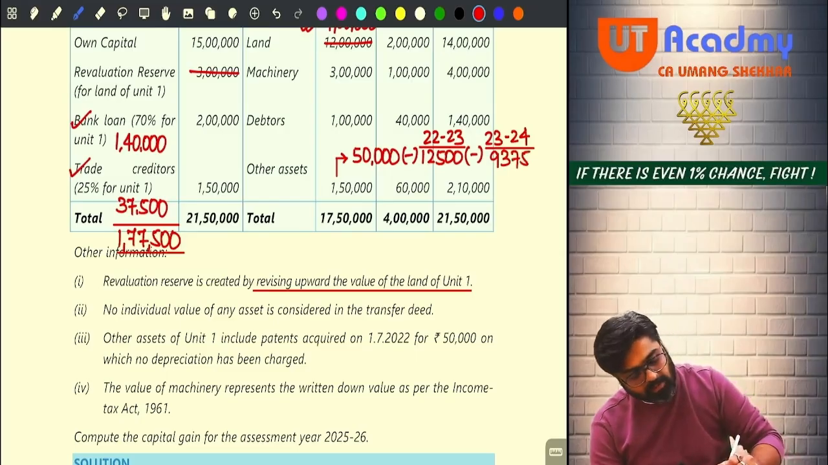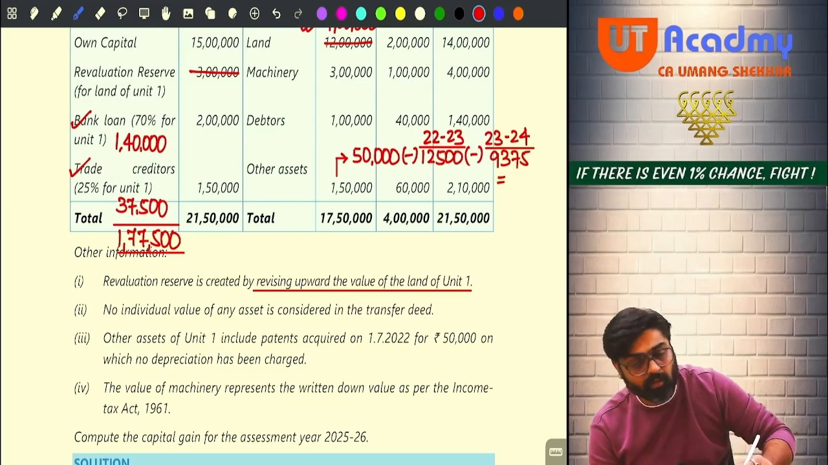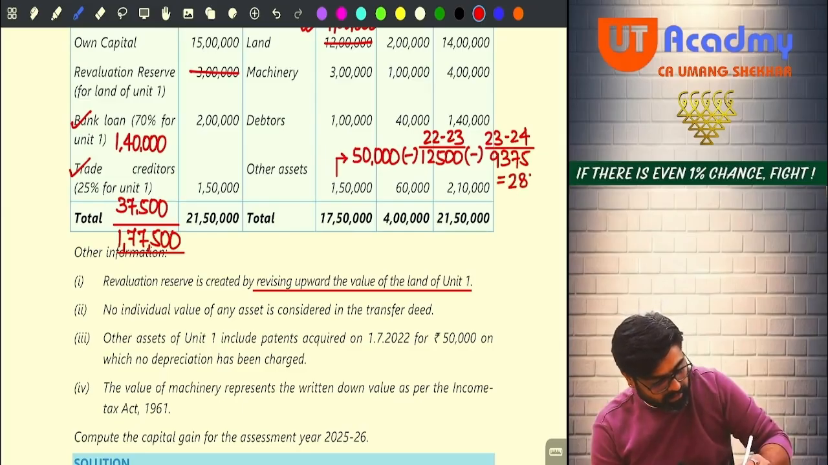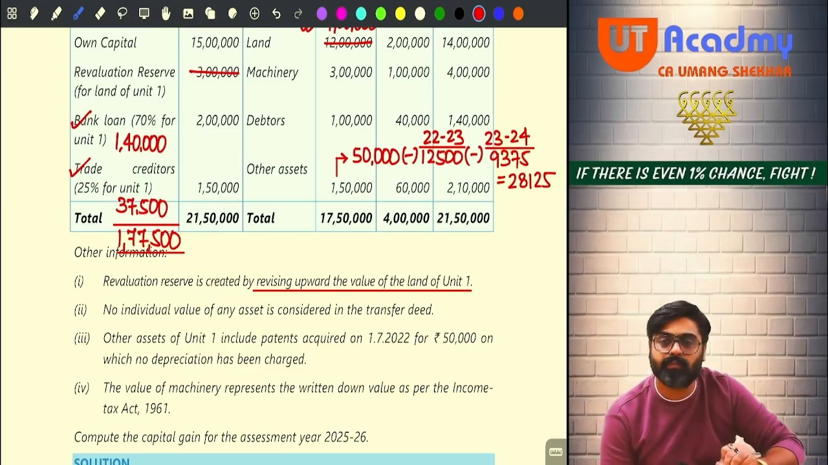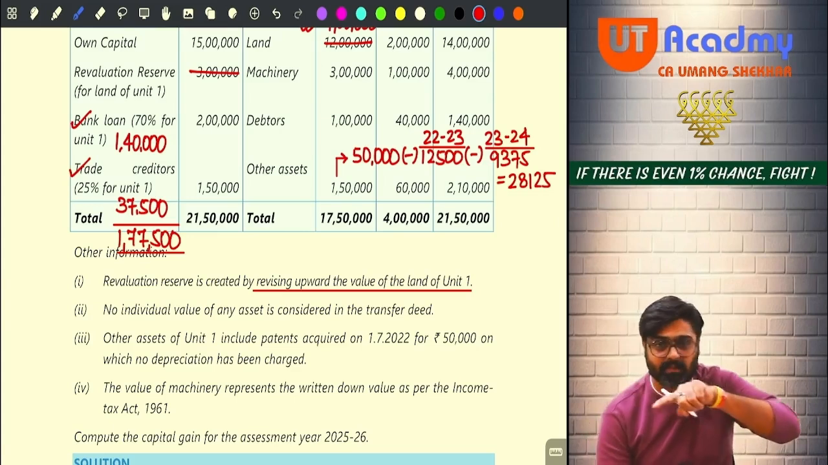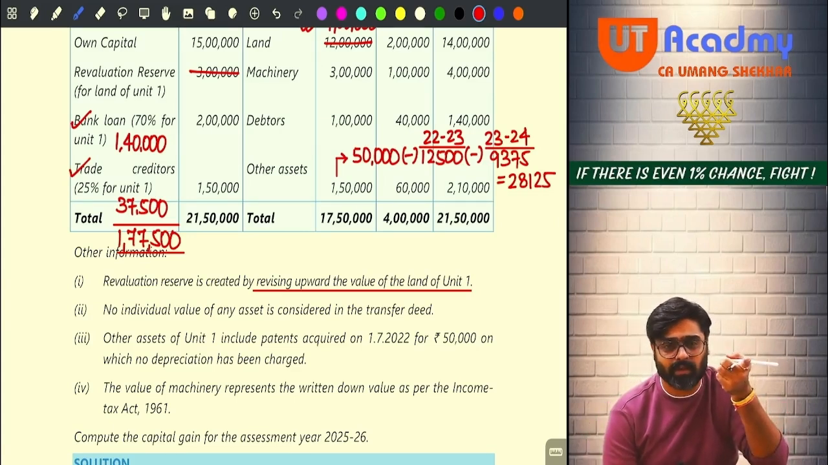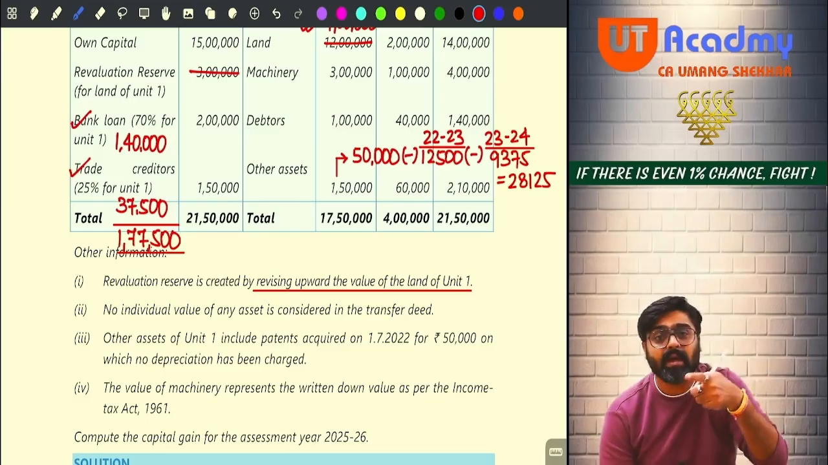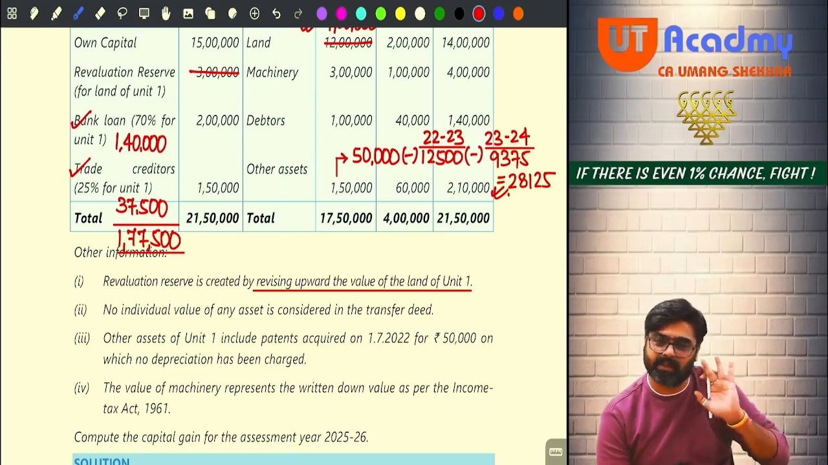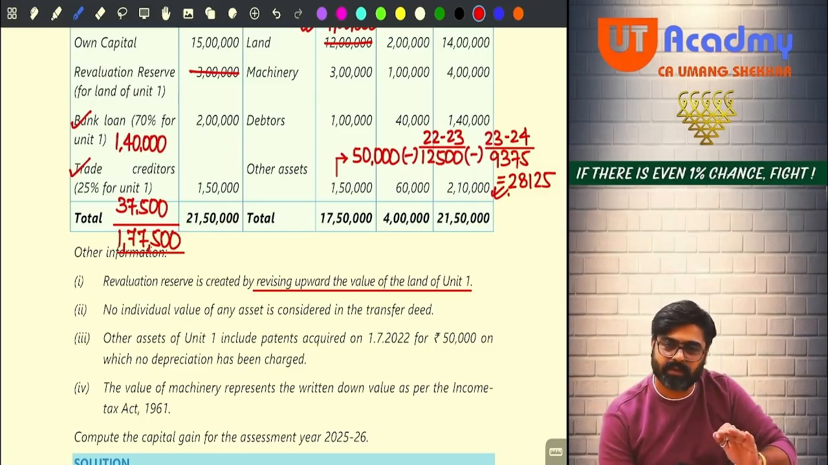Now, can you tell me what was the value of patents as on 31st March, immediately prior to slump sale? WDV was 28,125. Did you all get this amount? For patent, I'm not supposed to take 50,000 because that was a depreciable asset. On that, I would have claimed the depreciation. After claiming the depreciation, whatever was the WDV for PGBP, I will take this WDV for the net worth calculation. Please remember this, guys. This was the only catch in the question. Otherwise, the question was very easy.